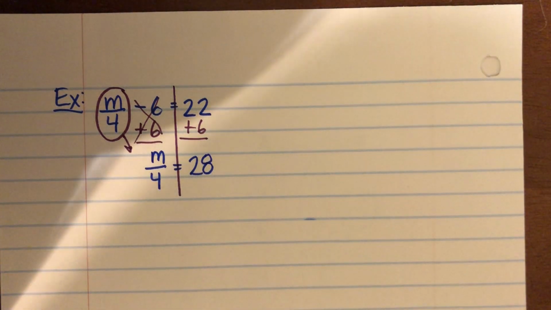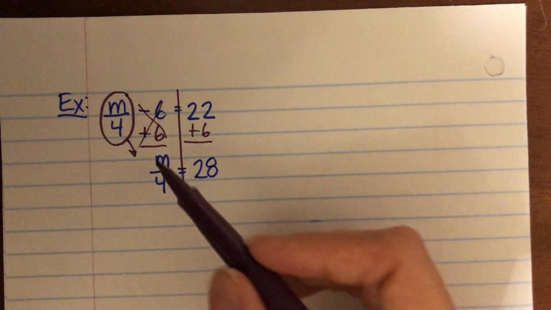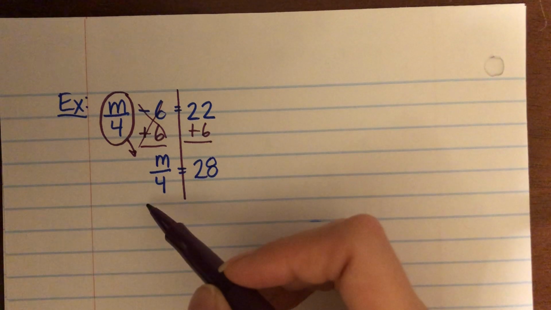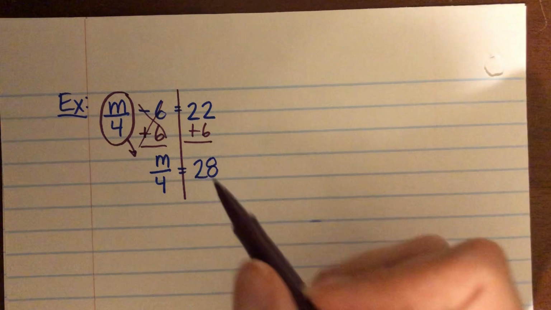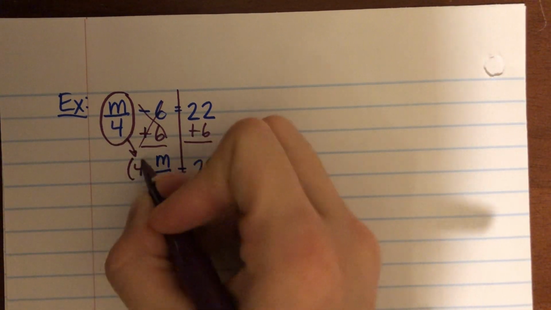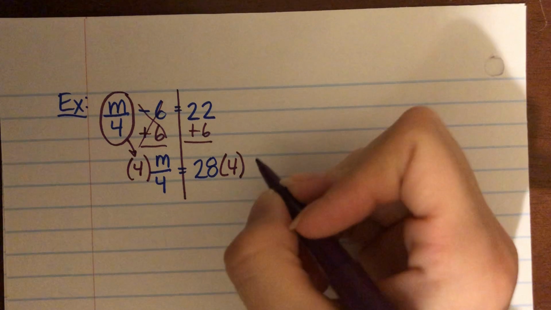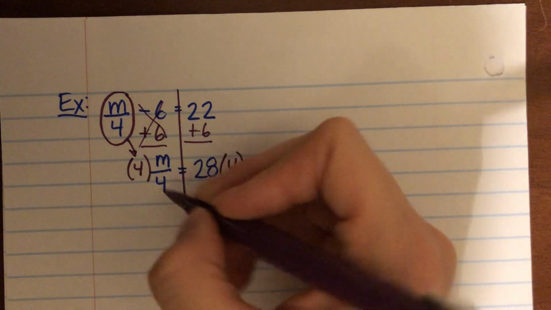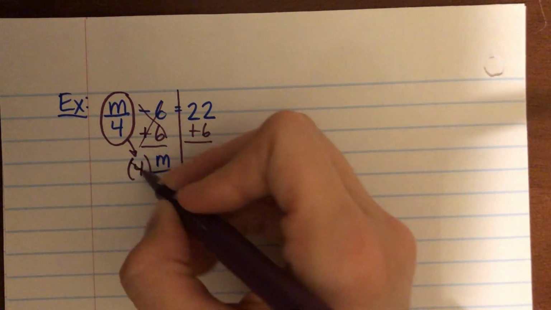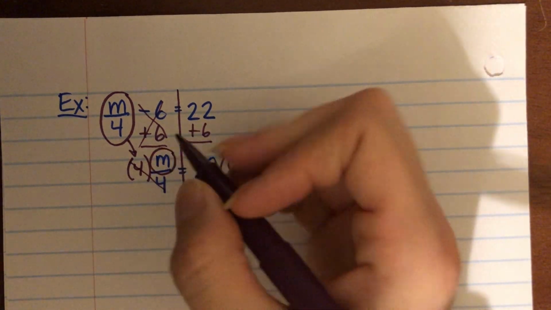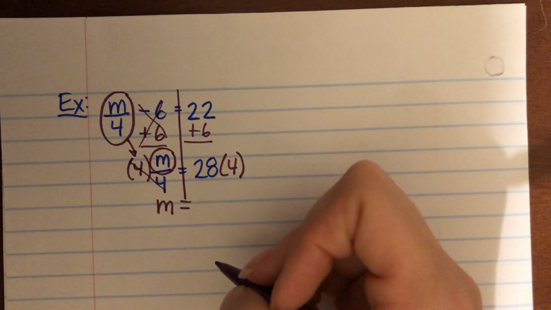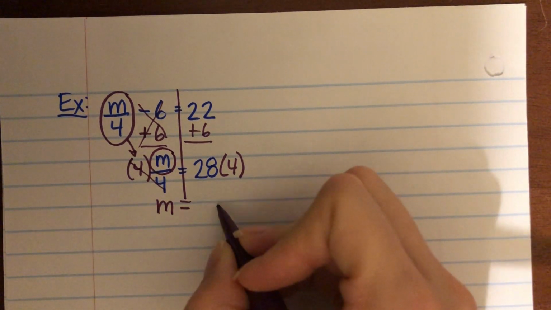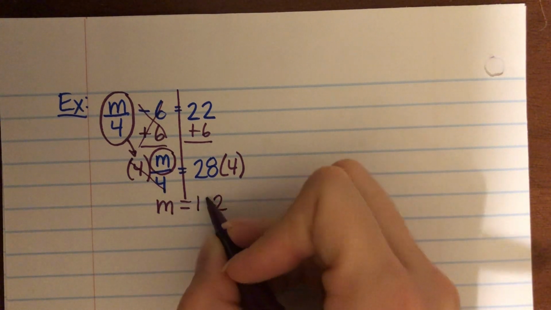Okay, so what we'll do now is the opposite of division, which is multiplication, or the inverse operation. In the last couple problems we were dividing, but now we're going to multiply. And see what happens. 4 divided by 4 is just 1. And you're left with m. The whole point of these inverse operations is to get our variable all by itself so that we can see what the value of it is. And I believe that's 112.